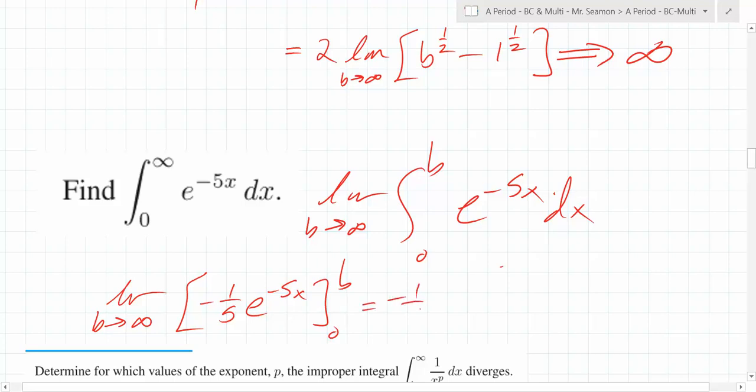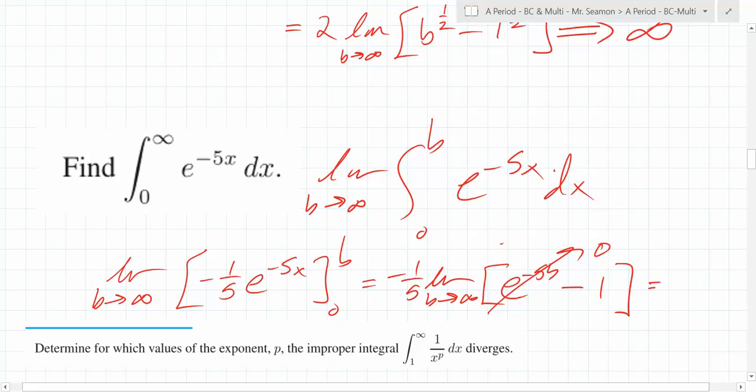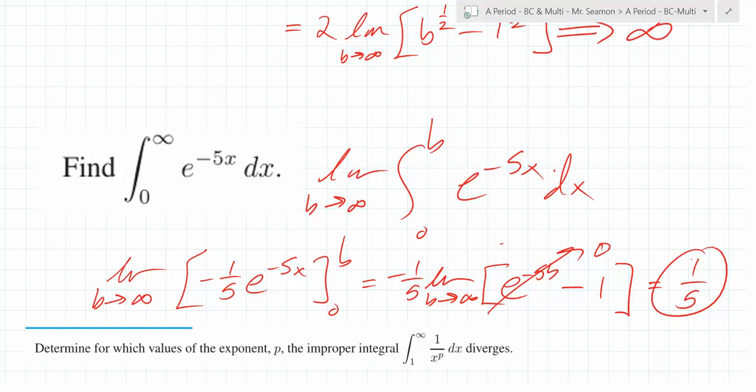Can I factor out that negative 1/5? Limit as b goes to infinity of e to the negative 5b minus what? 1, right? So what happens to this? What does that go to? 0. So what does this answer go to? Goes to 1/5, because it's going to be minus 1 times this negative 1/5 on the outside. Why did that negative 1/5 get tacked on right here? Because of the chain rule.